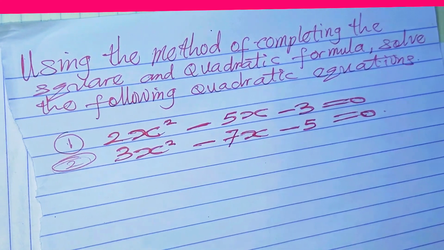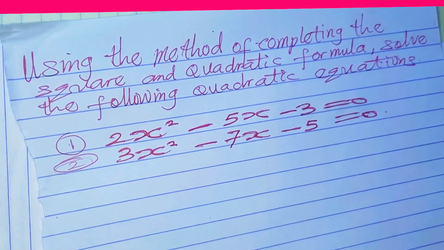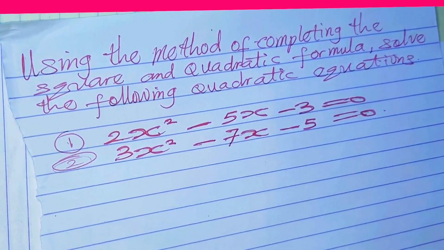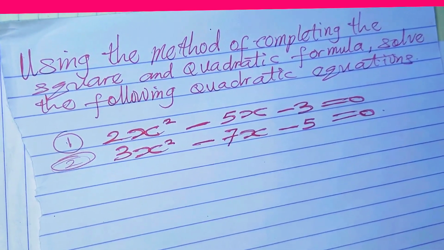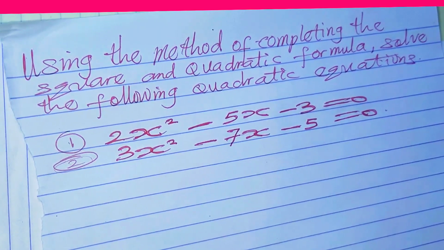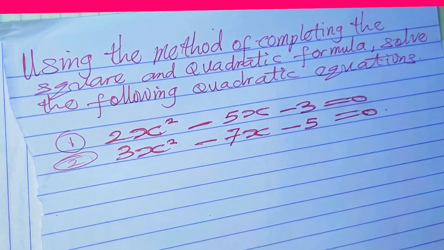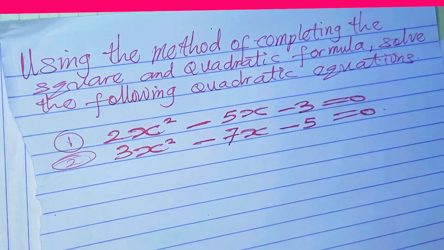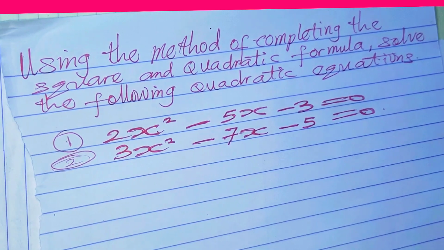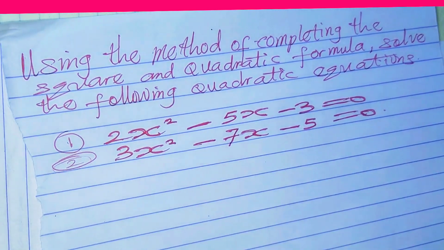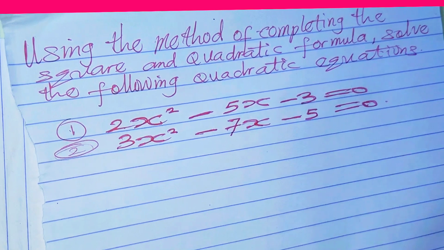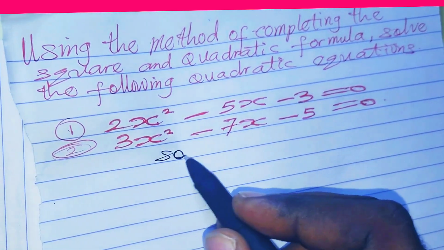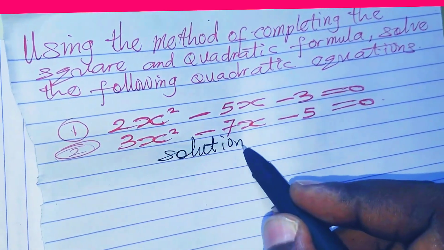In this video, we're going to be using the method of completing the square and the quadratic formula to solve some quadratic equations. Just like we know that not all quadratic equations can be factorized, but the completing the square method and the quadratic formula can get all kinds of quadratic equations solved. So let's take a look at question number 1 here, using the completing the square method to get it done. Let's go for our solution here.